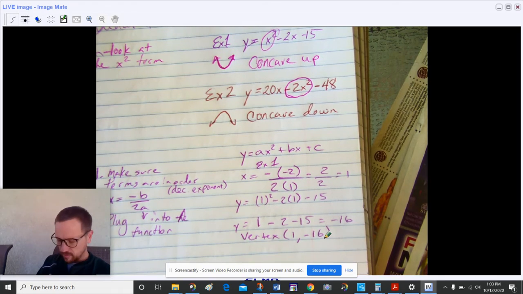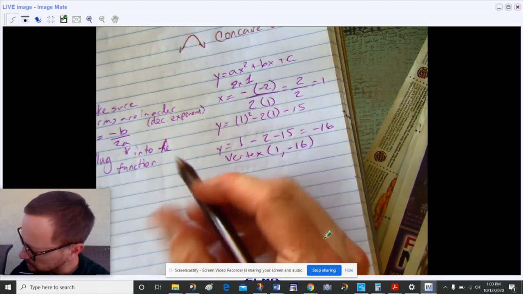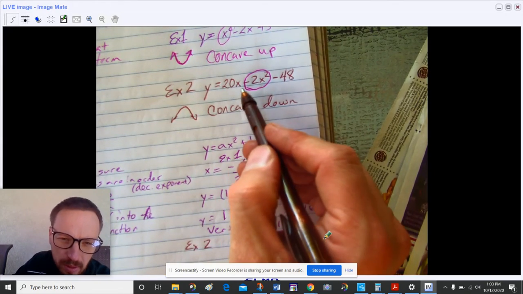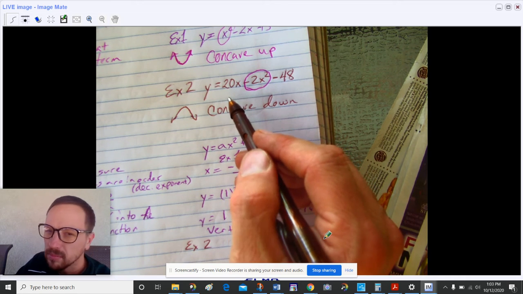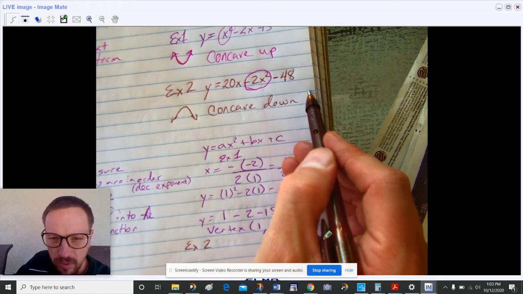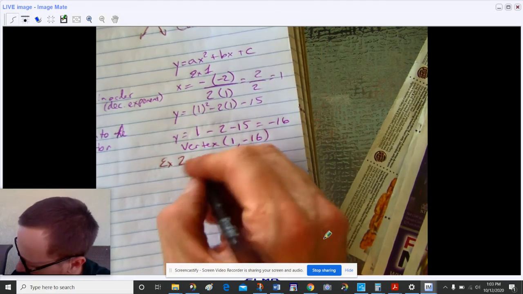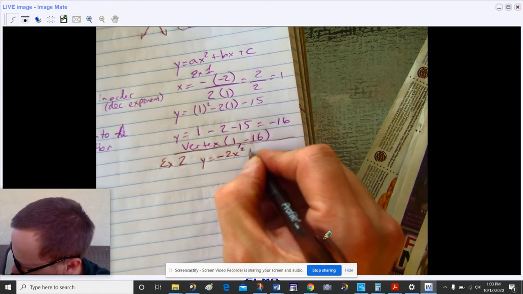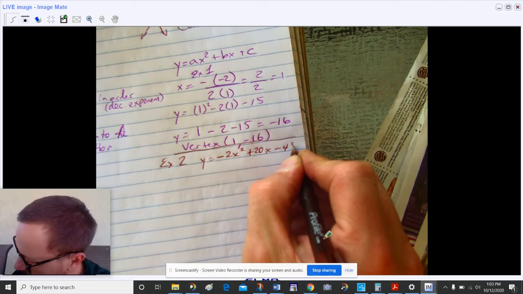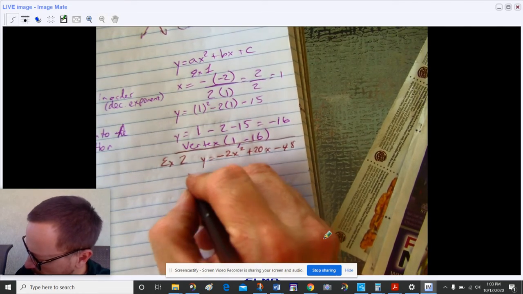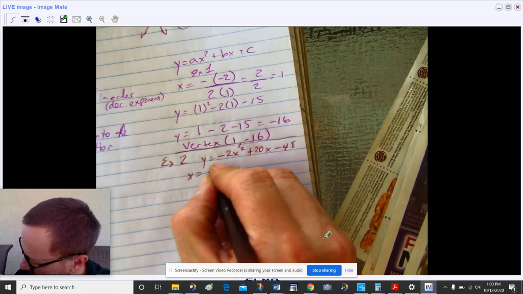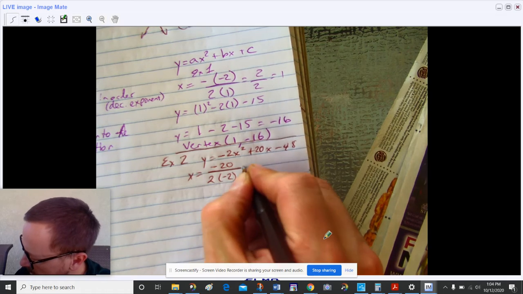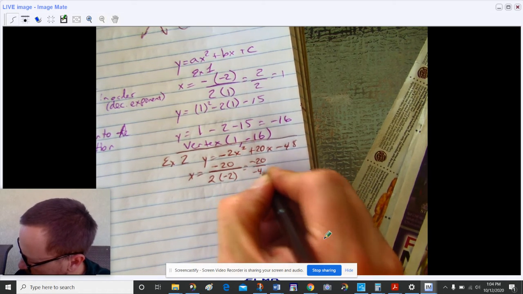All right, so let's look at example 2. Are the exponents in order? No, because it goes 1, 2, 0. So we have to put them in order. That means we're going to write it as y equals negative 2x squared plus 20x minus 48. Then we're going to use our x equals negative b, which is negative 20, over 2 times a, which is negative 2. So I have negative 20 divided by negative 4, which is positive 5.